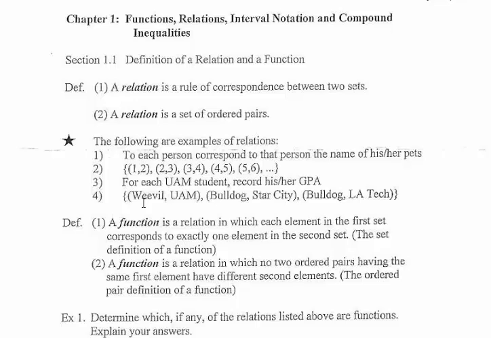We start out talking about what a relation is, and the workbook gives us a definition, a couple of them actually, and then they give us some examples below beside the starred comment. Definition 1, rule of correspondence between two sets. Definition 2, a set of ordered pairs. And these are really two different formats that you can see a relation expressed.